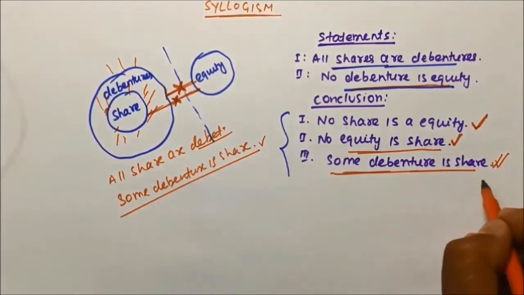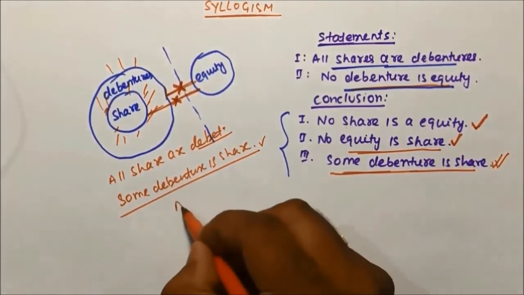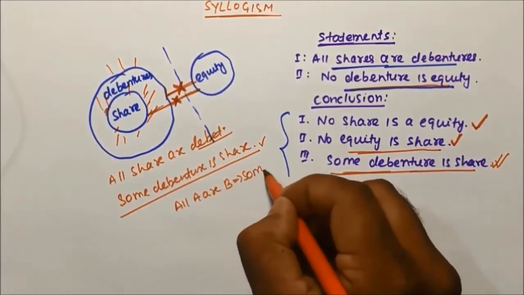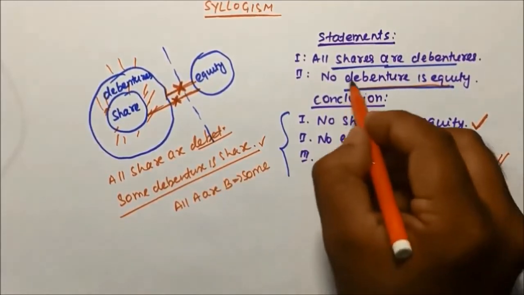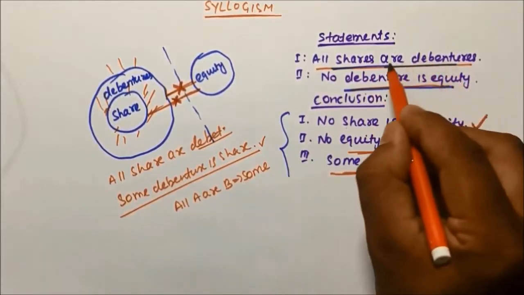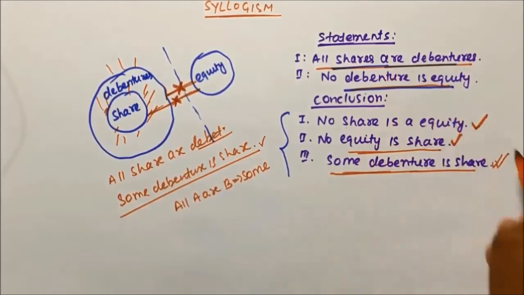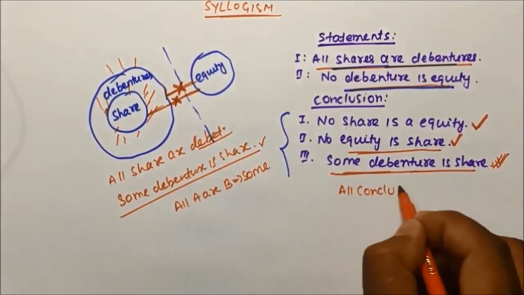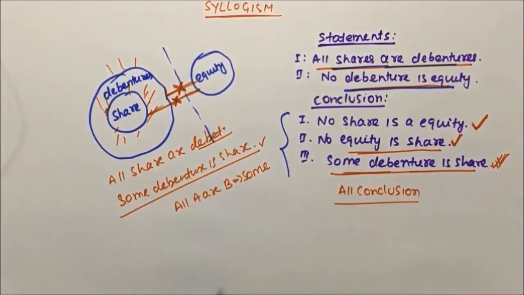And that's what we have seen in question number 1. If all A are B, then we can say some A are B, or we can say some B are A. So from here all shares are debentures, means we can say some shares are debentures and some debentures are shares, all will be true. So here all conclusions are true. Let's move to question number 3.